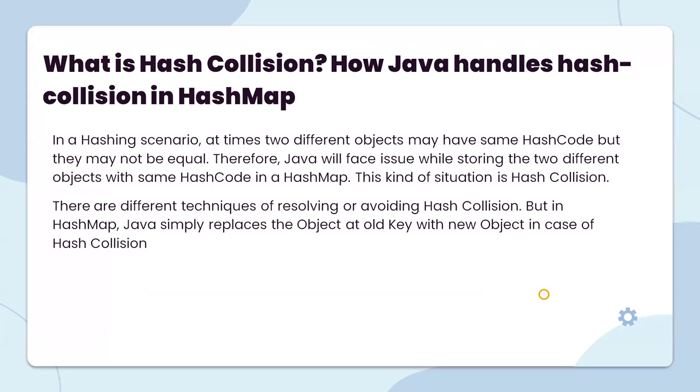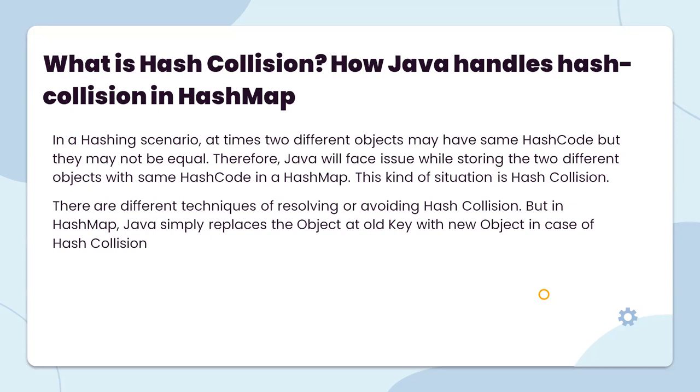In a hashing scenario, at times, two different objects may have the same hash code, but they may not be equal. Therefore, Java will face an issue while storing the two different objects with the same hash code in a HashMap. This kind of situation is hash collision.